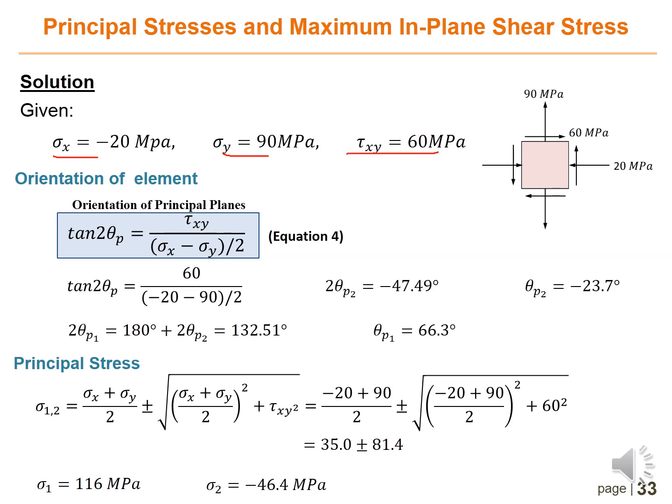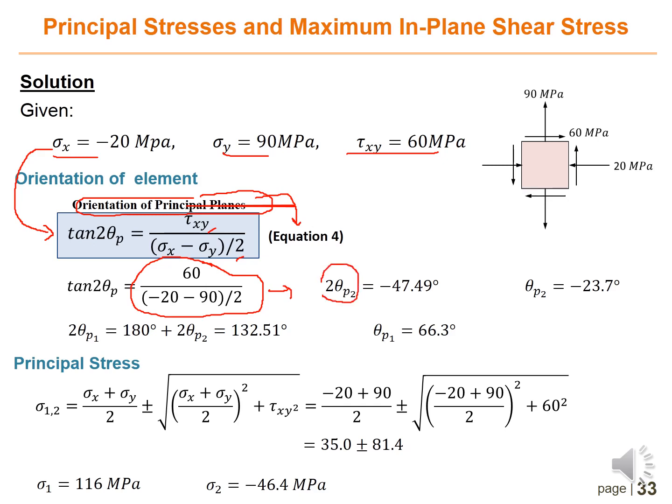First you have to determine the orientation of the principal planes. To do this, you can use equation number 4, which is tangent of 2 theta p equals tau xy divided by sigma x minus sigma y over 2. You just need to substitute all of this information into this equation, and then the first term you get is 2 theta p2, which equals negative 47.46 degrees.